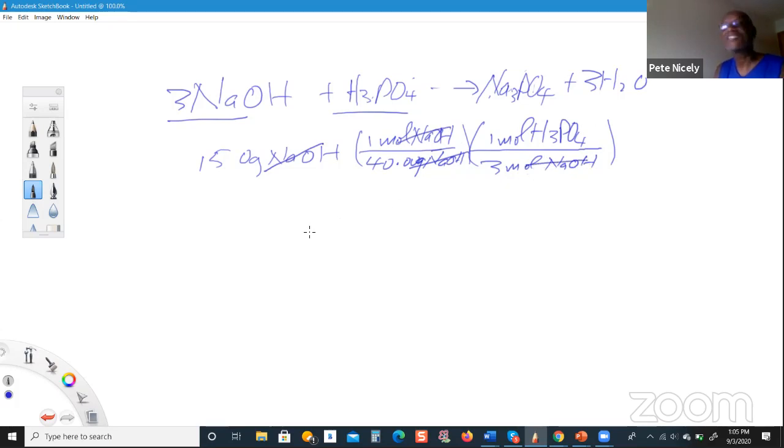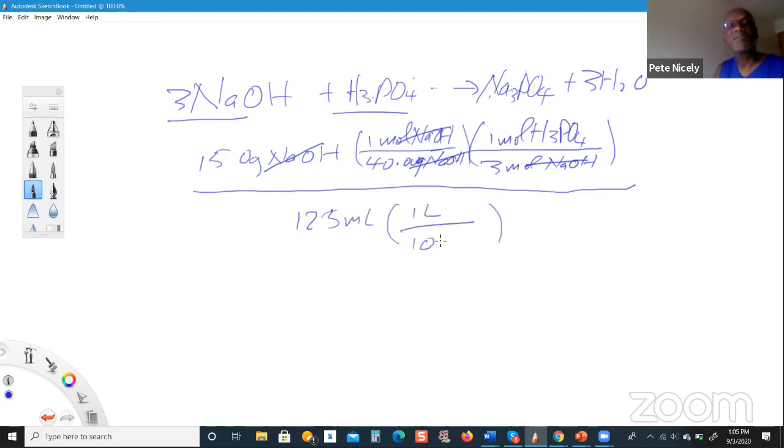And then, because of the cancellation of these units here, the only unit remaining would be moles of phosphoric acid. And the question is asking for the molarity. So what we need to do is divide the moles of phosphoric acid by the volume, and the volume is 125 mL. We need to convert that to liters, 1 liter over 1,000 mL. And that would give us the molarity of the phosphoric acid.